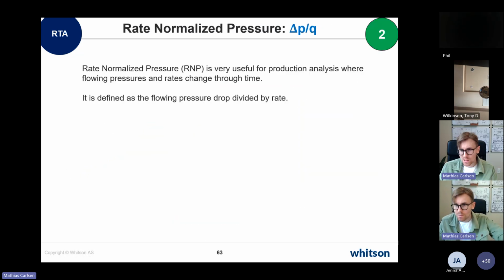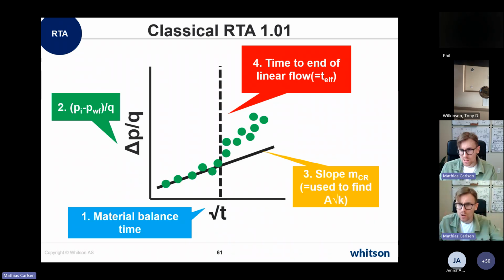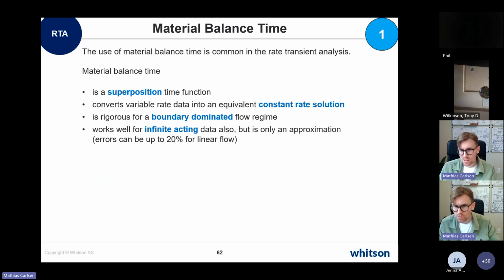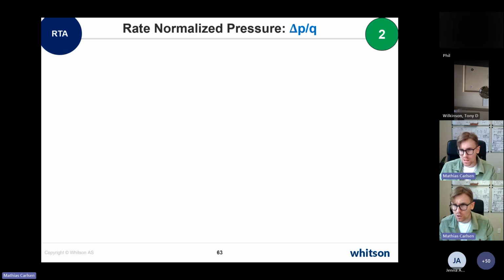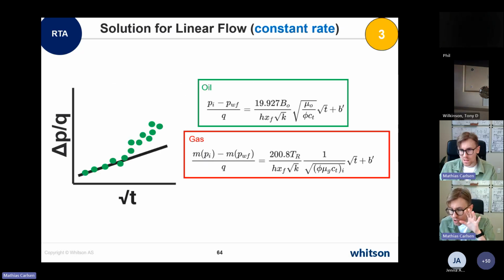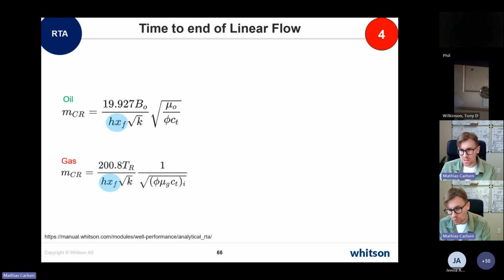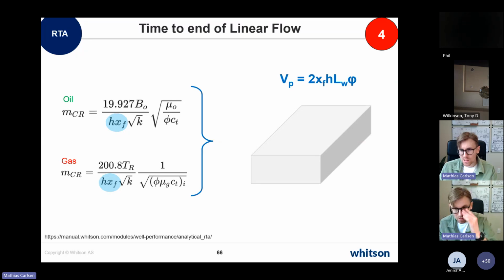If we repeat this one more time, the slope, this plot right here, is the workhorse of classical RTA. It's been that for probably 25 years now. It's not that many moving pieces. Everybody here can code this up in Excel even. It's pretty simple. We use material balance time typically in most stuff related to RTA because it's simple, but it also converts everything into constant rate. And we combine that with rate normalized pressure and these constant rate equations. And then we combine it with the equation of the time to end of linear flow. That's how we solve for K, which is what we plug in here. And we only have the HXF, which is the area piece, that we plug in here. That's how these things are moving together.